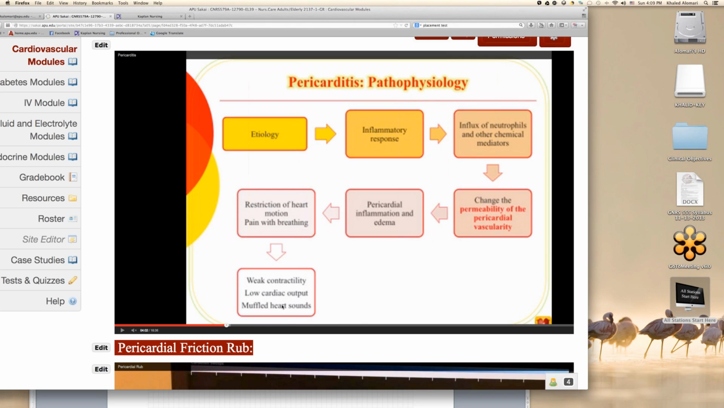But in any case, the contractility of the heart will be weak because of the restriction. The cardiac output will be weak because of the restriction. Restriction will lead to low preload and low afterload, or sorry, low cardiac output. Also, another classical symptom that you would only see in conditions that restrict the movement of the heart, such as pericarditis and cardiac tamponade, is muffled heart sound.